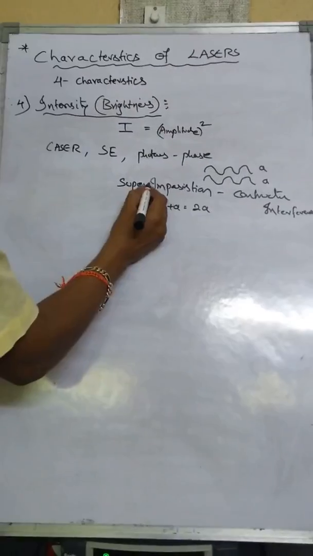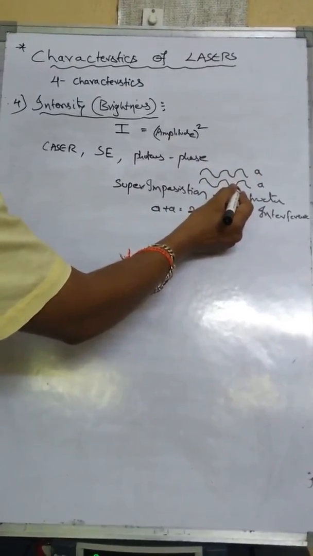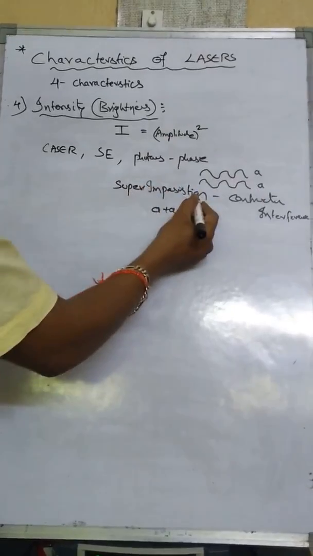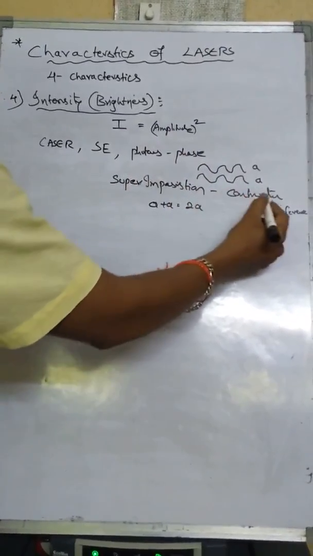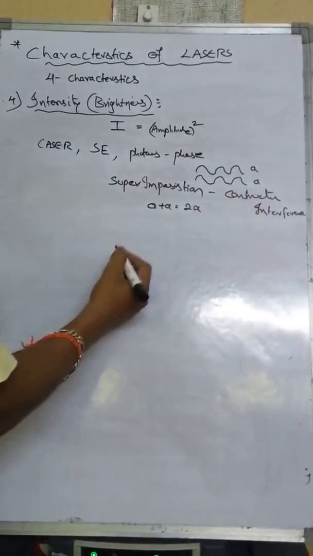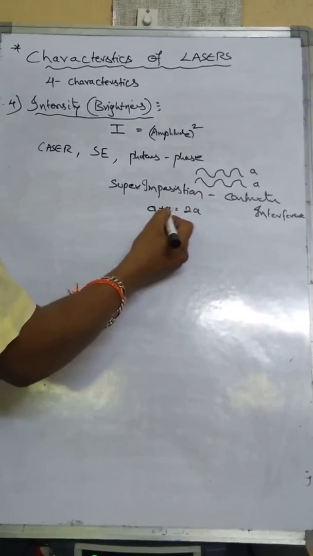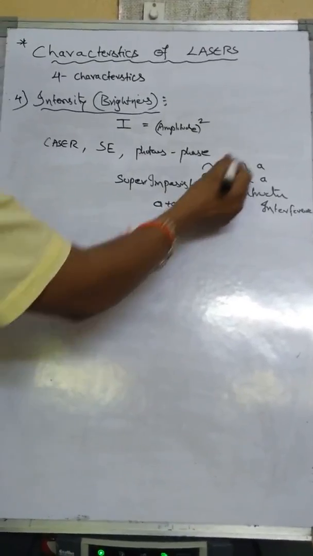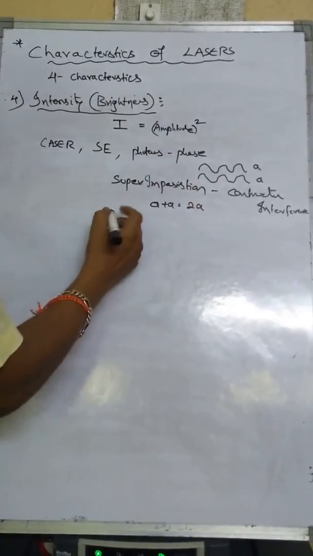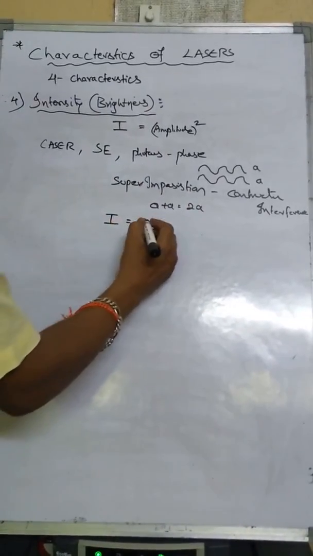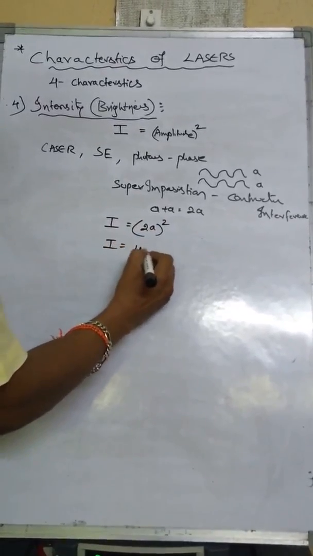So photon 1 of amplitude A and the second photon of amplitude A superimpose constructively, as they maintain the same phase, and that is called constructive interference. For constructive interference, the total amplitude is equal to the sum of the amplitudes of the individual waves, and as a result that is 2A. Therefore, if I substitute in the intensity equation, I is equal to (2A) square, therefore I is equal to 4A square.